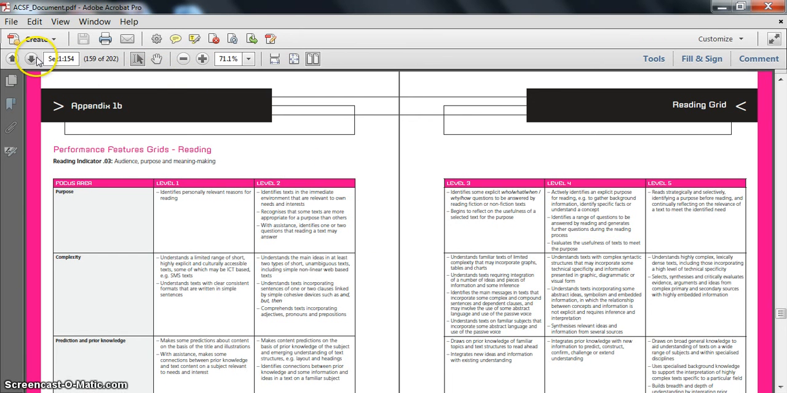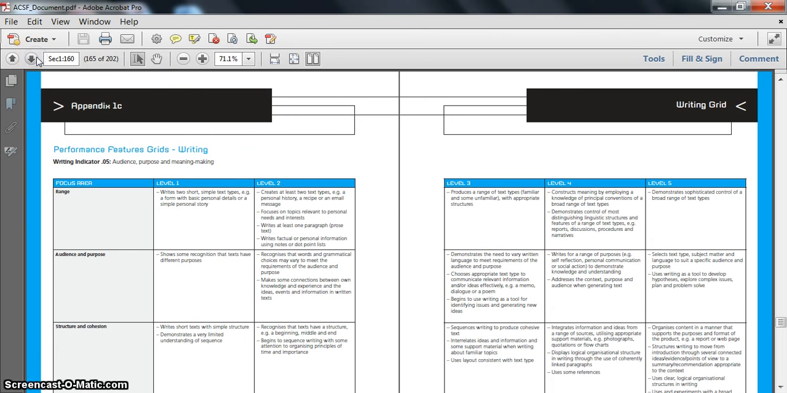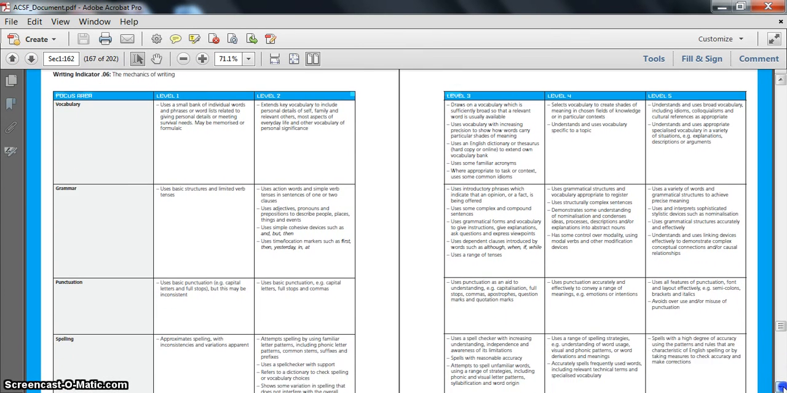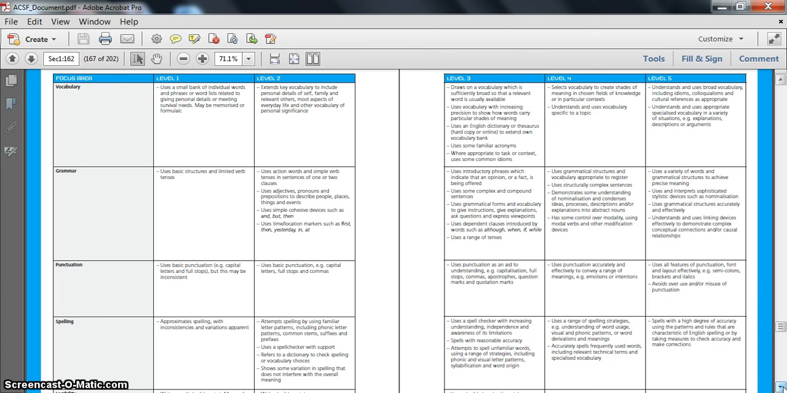If we have a look at the concept of writing, specifically in the concepts of vocabulary, grammar, punctuation, spelling, again, can they use basic punctuation? Can they use punctuation as an aid for understanding? Can they use punctuation accurately and effectively? Can they use all features of punctuation, font, and layout effectively? So this is where you're seeing the complexity increase between the different levels.